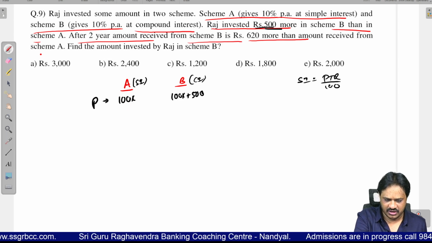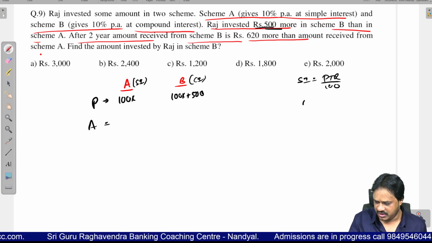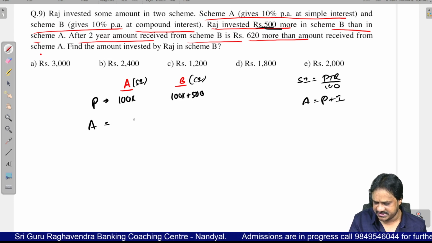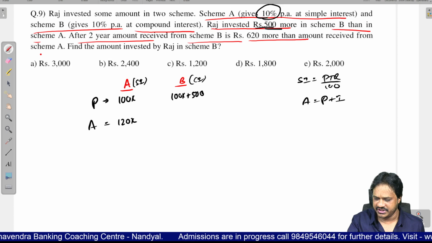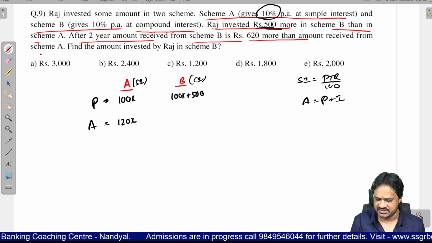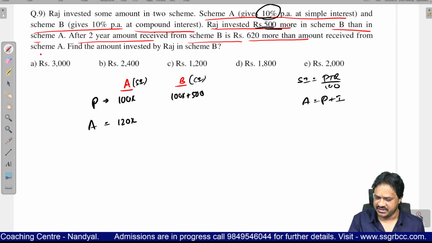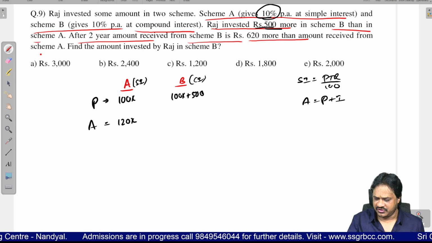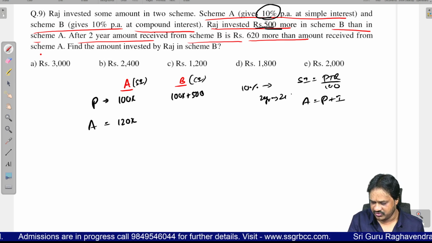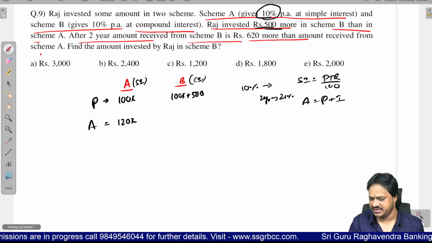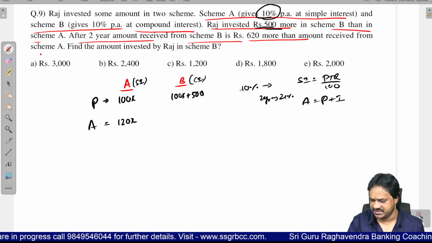So total amount is nothing but principal plus interest, that will be equal to 120x. How did we get 120x? 10% for 2 years, so it is 120x. And for compound interest, if it is 10% for 2 years, it will be equal to 21%. So 10% for 2 years compound interest is 21.